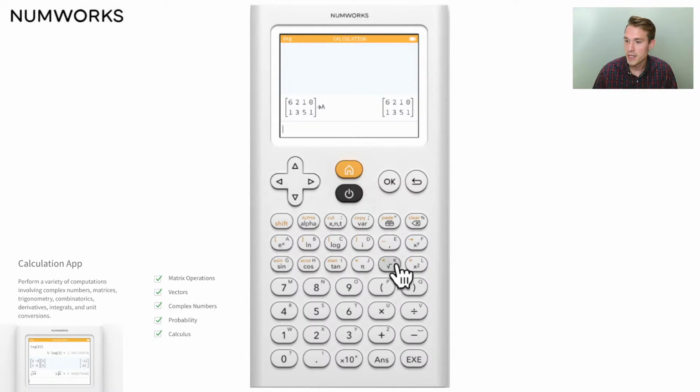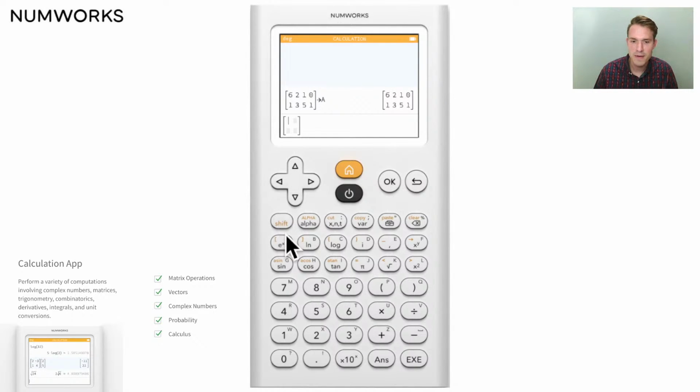Let's do the other method for creating a matrix. This was using the toolbox. I mentioned there are two methods. The other is to use the shift options of these two keys here, the key with e to the x as well as the natural log. We'll see that we've got our brackets here. So if I hit shift and this bracket, it's going to also open another matrix. So that's a quick way to just directly do it without the toolbox key.